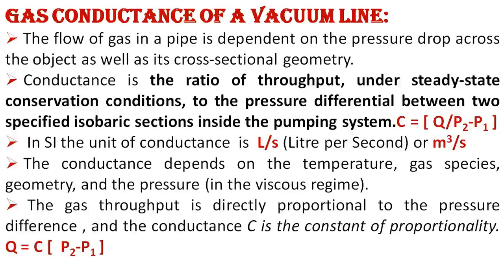The SI unit of conductance is meter cube per second. The conductance depends on the temperature, gas species, geometry, and the pressure in the viscous regime. The gas throughput is directly proportional to the pressure difference, and the conductance is the constant of proportionality. So throughput is equal to conductance into pressure difference, Q is equal to C times P2 minus P1.